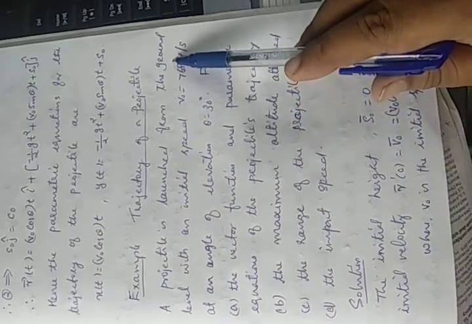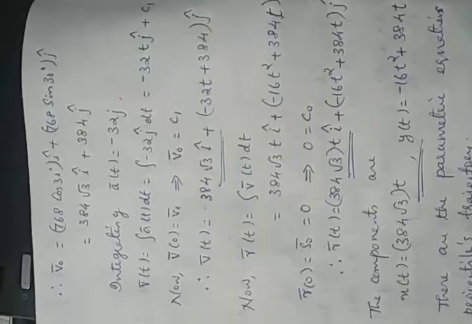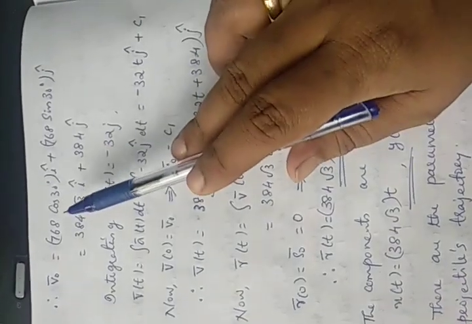Since the projectile is launched from the ground level, the initial height s naught bar is equal to 0, and the initial velocity, that is v naught bar, is equal to r dash of 0. It is equal to v naught cos theta into vector i plus v naught sin theta into vector j, where v naught is the initial speed and theta is equal to 30 degrees. The initial speed is given to be 768 feet per second.